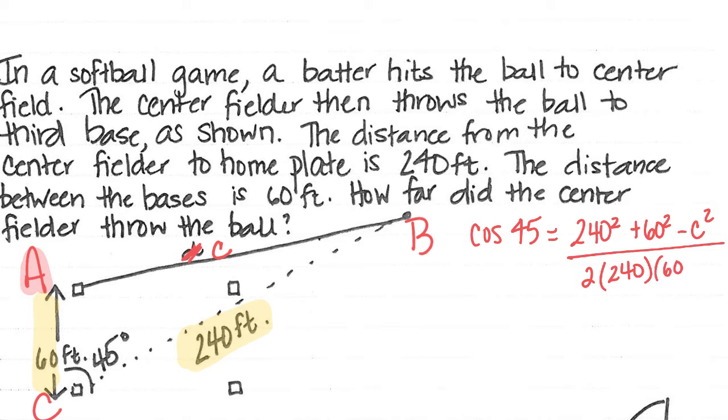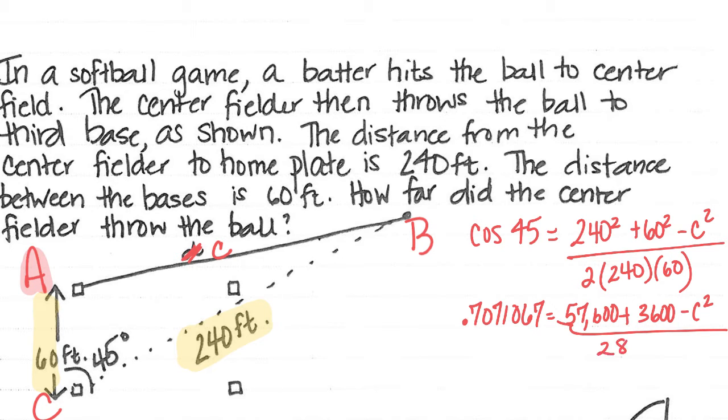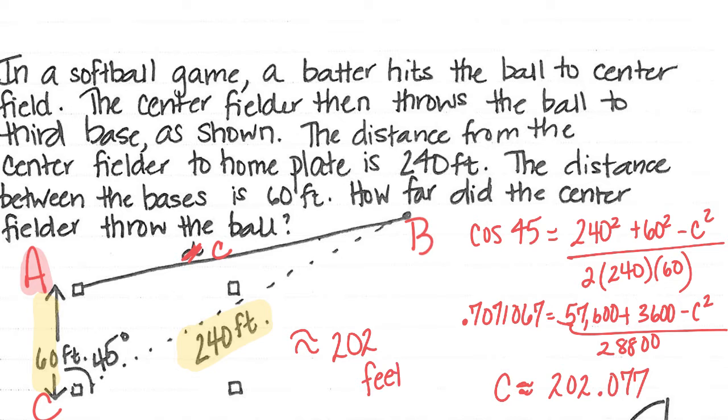Remember, these I don't typically see on an SAT or an ACT, but it is great, useful information. When I finally solve for c squared, I'm just going to write out what decimals I got and what else I got here so you guys can see the work. So it looks like c ends up being approximately 202.077. So I would say approximately 202 feet.